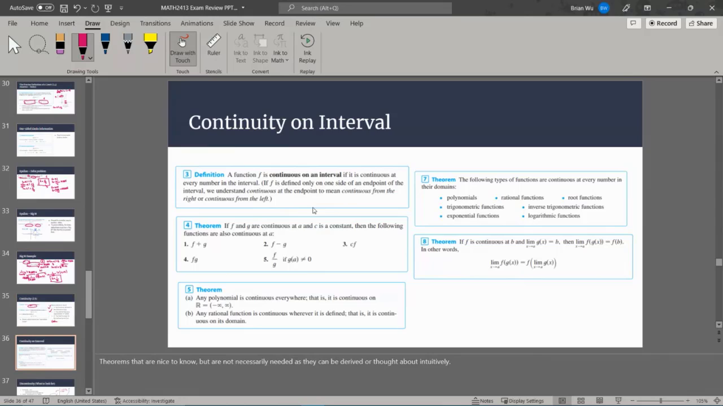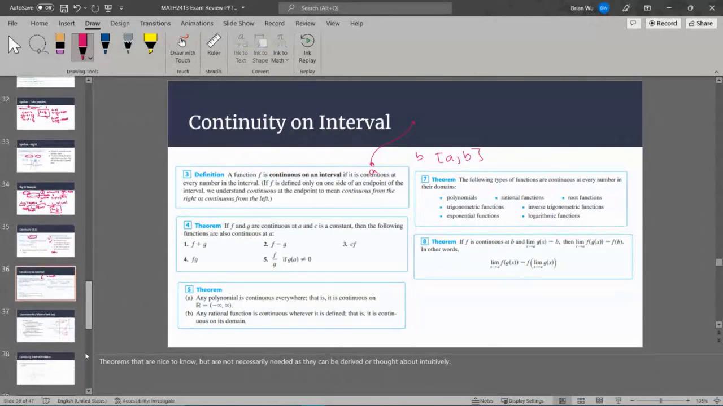Yep, and these are a bunch of definitions that might be nice to know, but they're not required. It's essentially saying that a function is continuous on an interval if it's continuous at every number on the interval. That may look something like this. If this is a and b, then we can say that (a, b) is continuous because there's no point that is not defined on this interval. And these are just some theorems stating what kinds of functions are continuous. They're nice to know, but it's a little more intuitive, so you can look at them on the PowerPoint if you need.